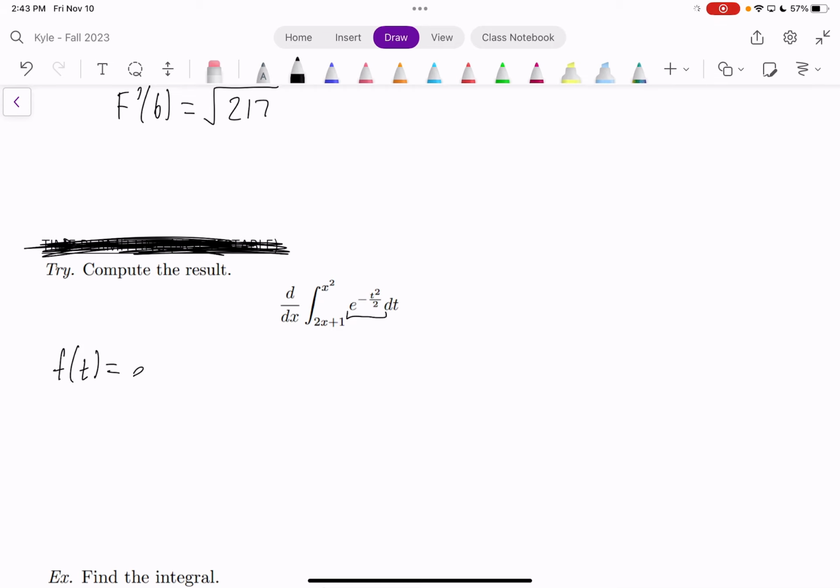Sorry, just the integral part so far. The integral of that is equal to F of x squared minus F of 2x plus 1, for some antiderivative F. So far this is all good. We don't know what the antiderivative F is, but the key thing about this question is we don't actually have to. Let's see what we can do.